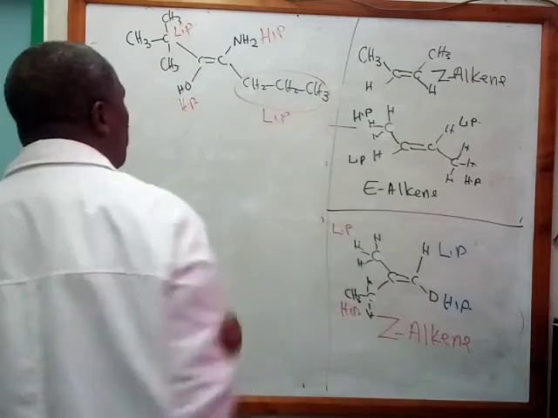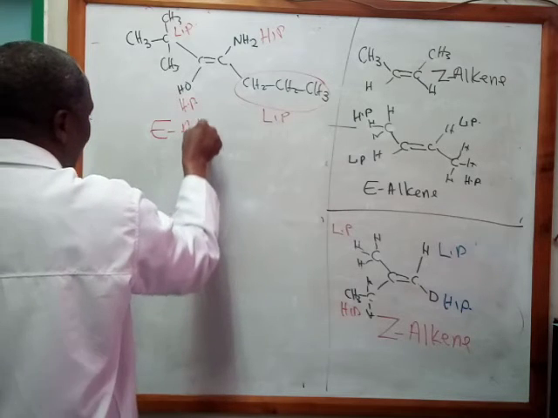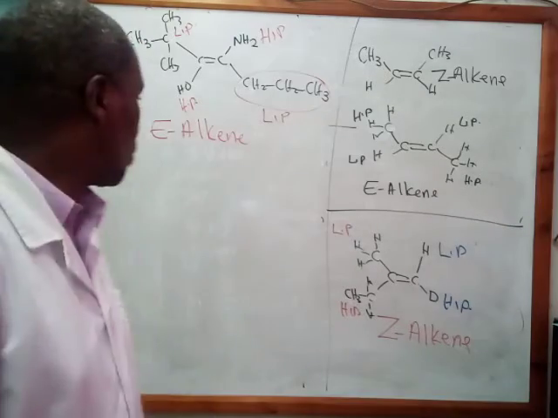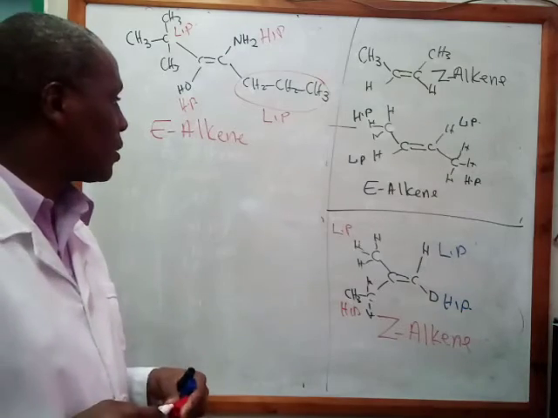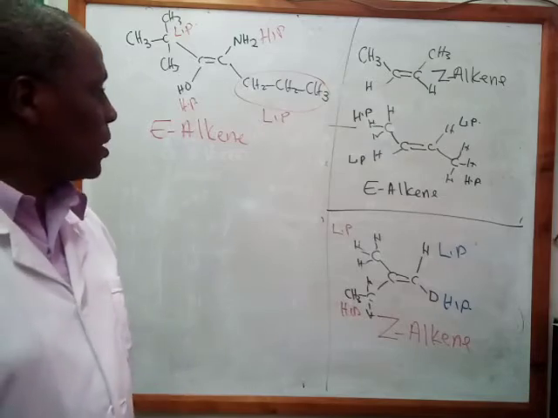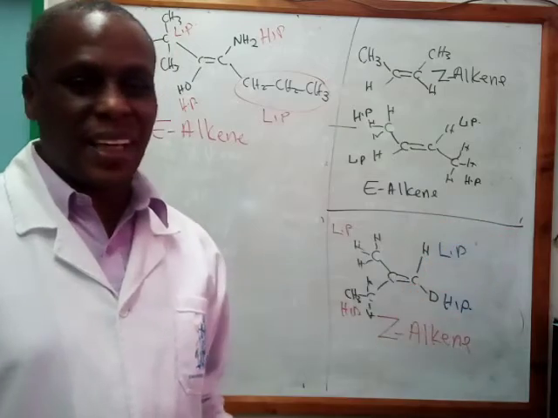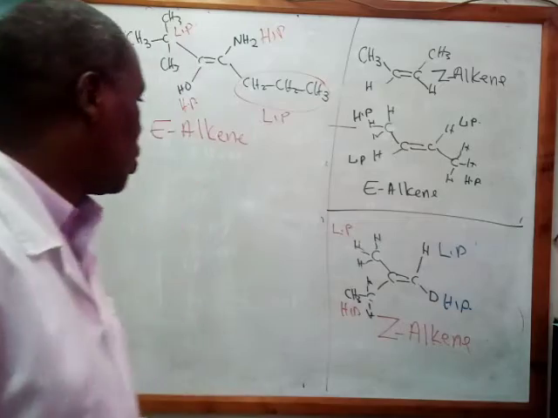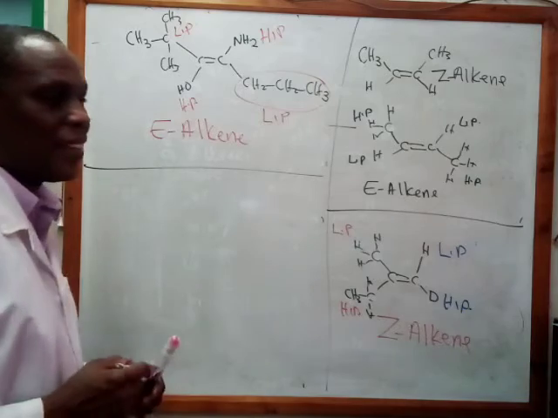So you've got two high priority groups on opposite sides. So this will be an alkene. Alright? Excuse me, this will be a Z alkene. I'm sorry for that. So this is to show you the difference between what we've seen, E and cis and trans alkene, and then the E and the Z alkene. So we're just going to take a short break.